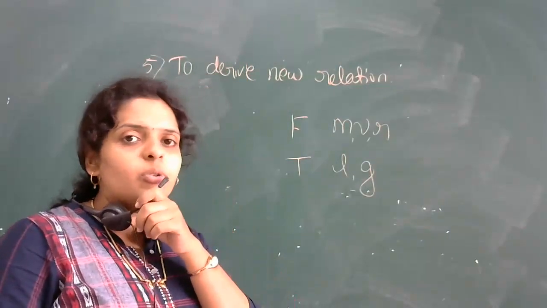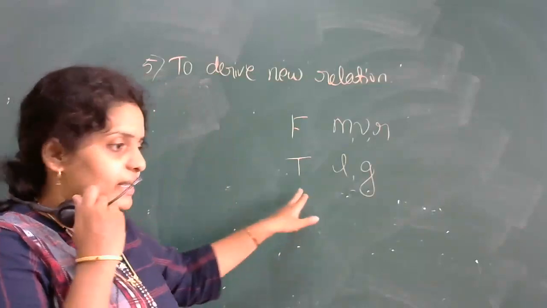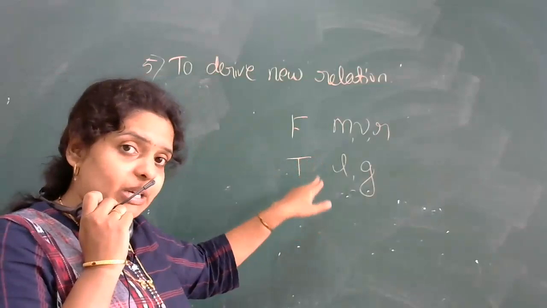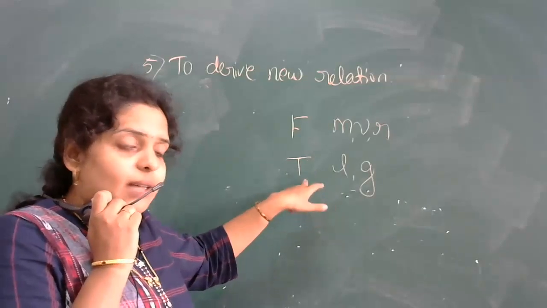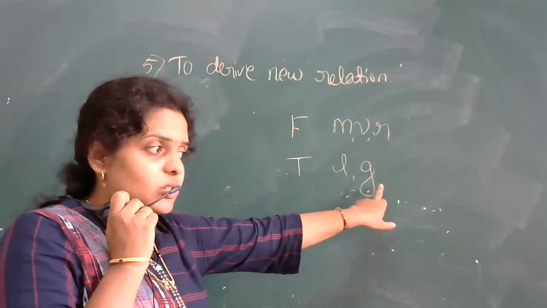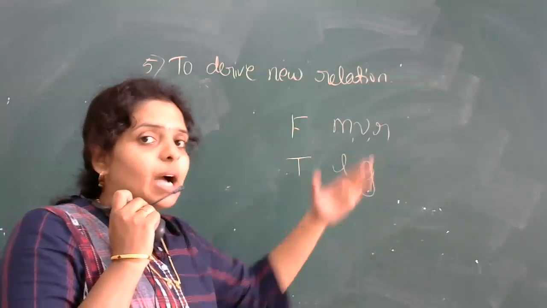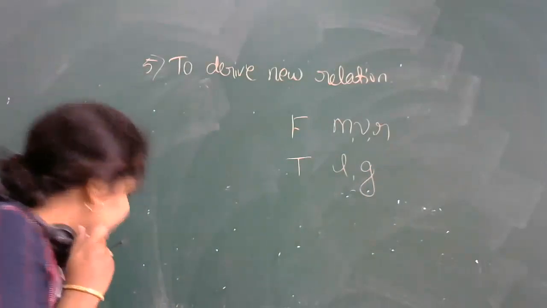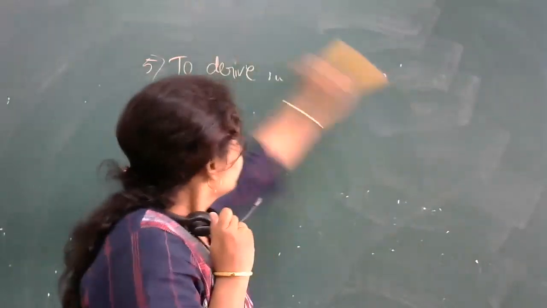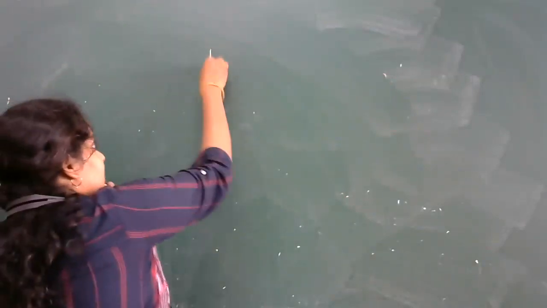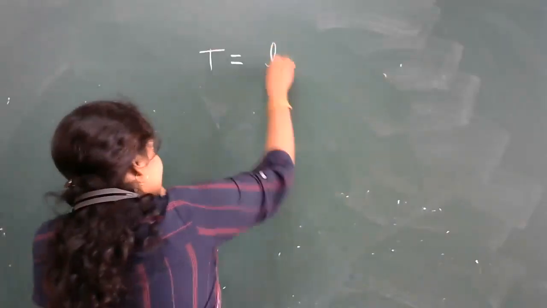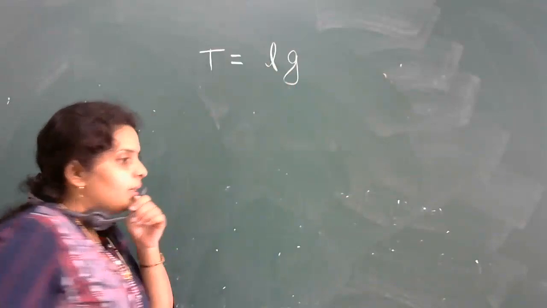So how can you derive this? I'll consider this: derive the relation of the time period of a simple pendulum, where the time period depends on length and acceleration due to gravity. This is the question. How can you derive it by using the dimension analysis method? Let us see. So what have they given? The time period depends on length and acceleration due to gravity.